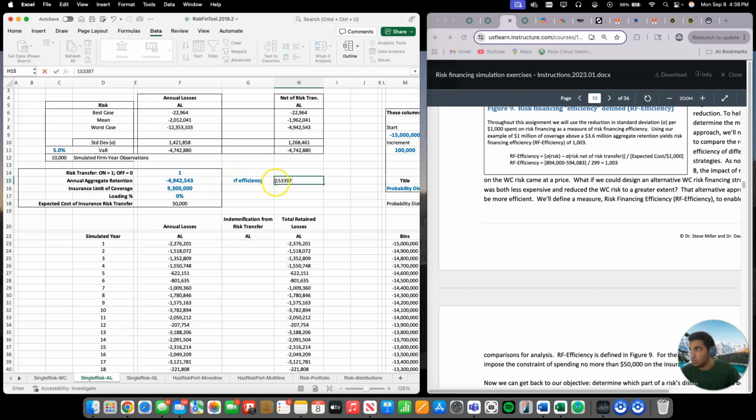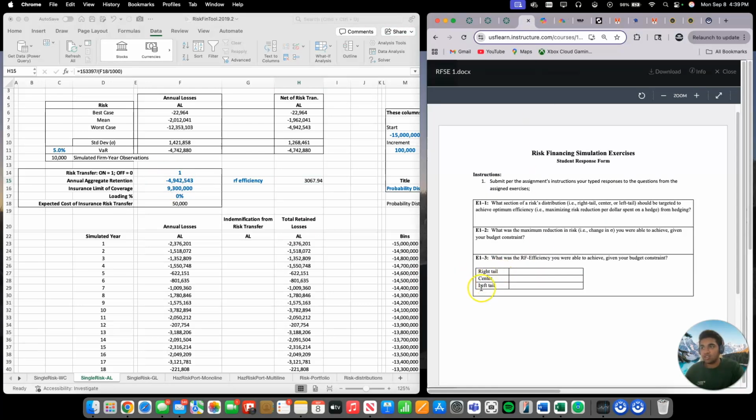So why don't we do equals, divided by that and divided by 1,000. Hopefully order of operations does this correctly, but if it doesn't, we're going to add some parentheses. And you get this number. That is your RF efficiency for this one. And as it says, you need right tail, center, and left tail. And you do that for each one.